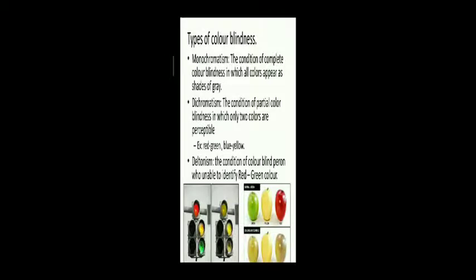Now the types of color blindness: monochromatism, the condition of complete color blindness in which all colors appear as shades of gray. Dichromatism, the condition of partial color blindness in which only 2 colors are perceptible. Example, red, green, blue, yellow. Daltonism, the condition of color blind person who is unable to identify red, green color.